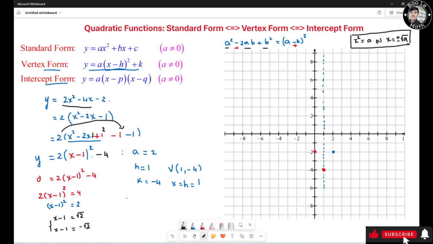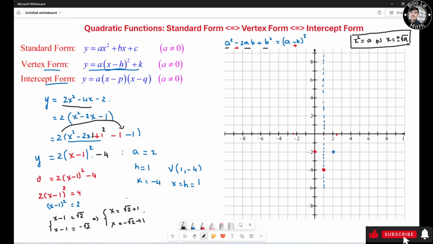Alright, so that's s in this situation, which means s minus 1, and a in this situation, which means 2. Alright, so then I need to solve for s. So s equals root 2 plus 1. S equals negative root 2 plus 1.